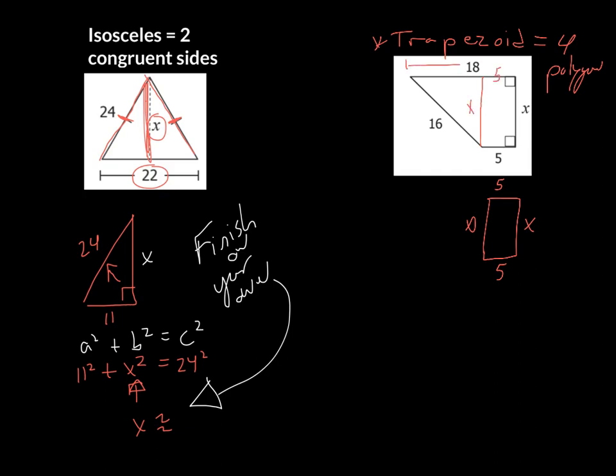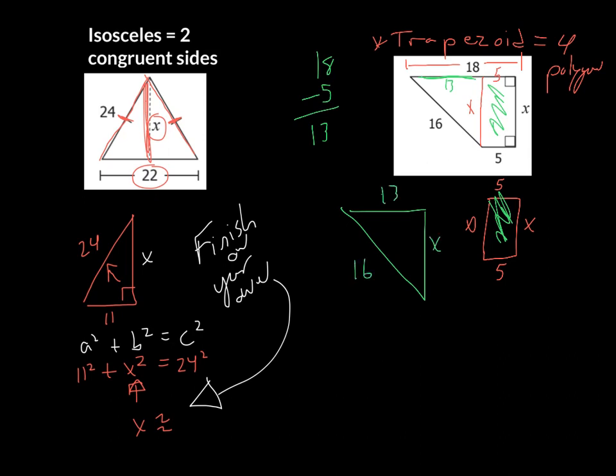If the whole thing is 18, then let's get another color in here. How long is this green side? I think that that green side would be 18 minus 5, which would be 13 units. So we have this 13 unit piece. So now let's just draw what we have. We have the rectangle over here. That's this piece. And now we have this triangle. This is x, this is 13, this is 16, this is the right angle, and that's the hypotenuse.